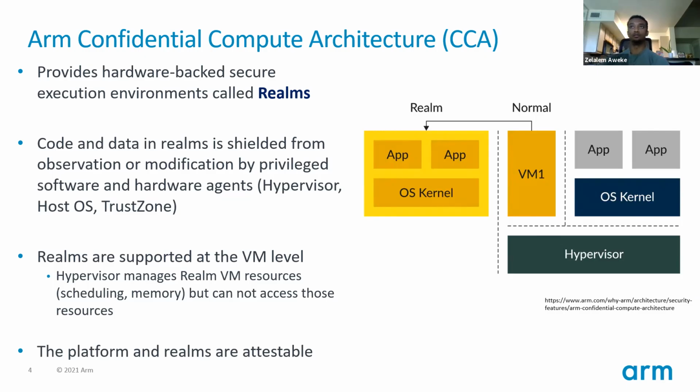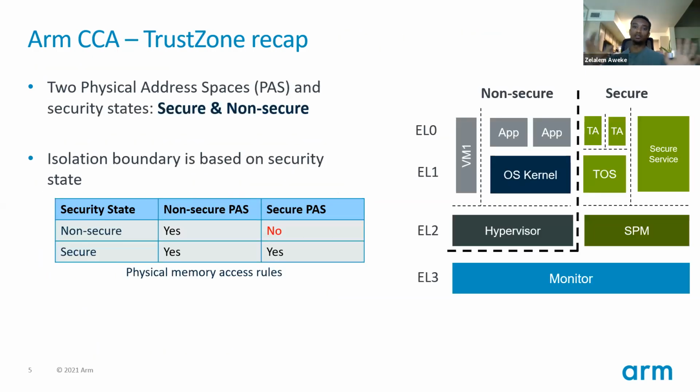Another feature of this architecture is that the platform and realms are attestable. That means realms can request attestation, to make sure that they are running on a genuine platform and their state is not tampered with. So it also provides this attestable feature.